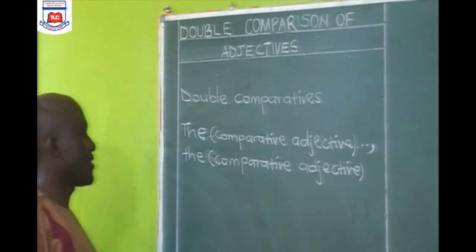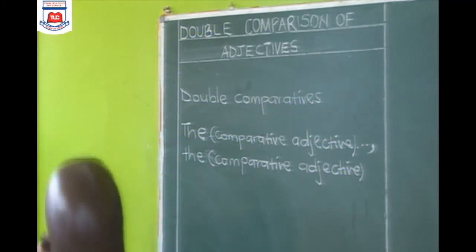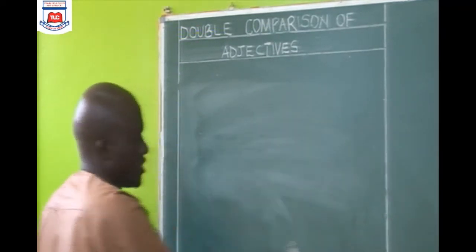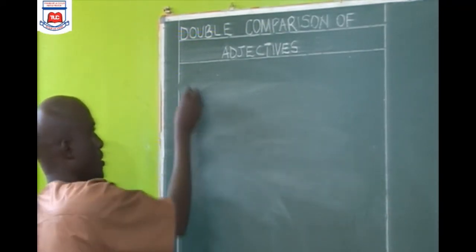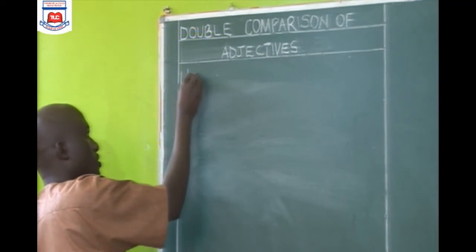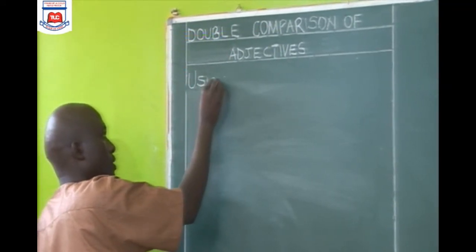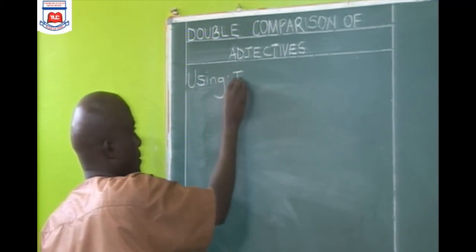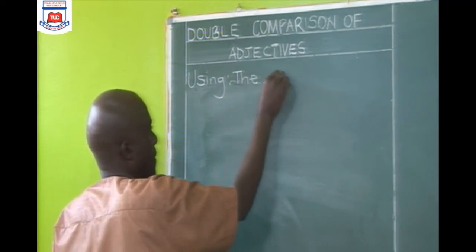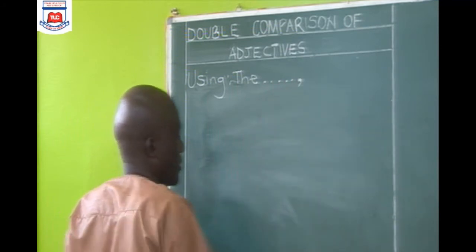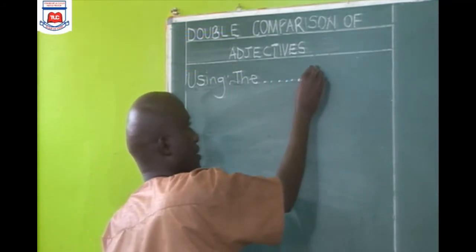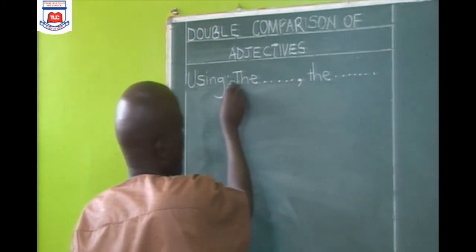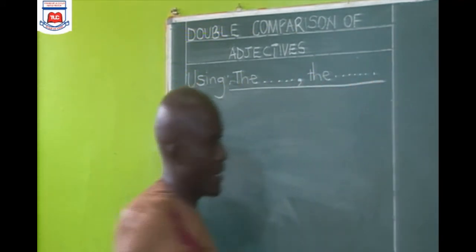So it means we are going to see how to use the comparatives with "the," then the comma, then another "the" here. Basically, this is what we are going to look at today.